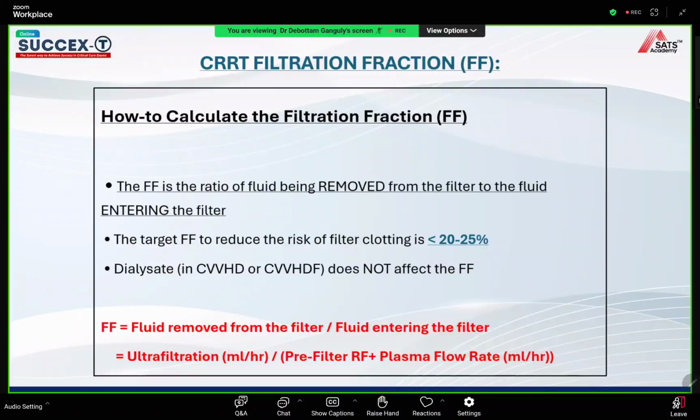Now, CRRT filtration fraction. How do you calculate filtration fraction? Filtration fraction is the ratio of fluid being removed from the filter to the fluid entering into the filter. That is fluid removed from the filter, that is the ultrafiltration, and fluid entering into the filter, that is pre-filter replacement fluid plus plasma flow rate.